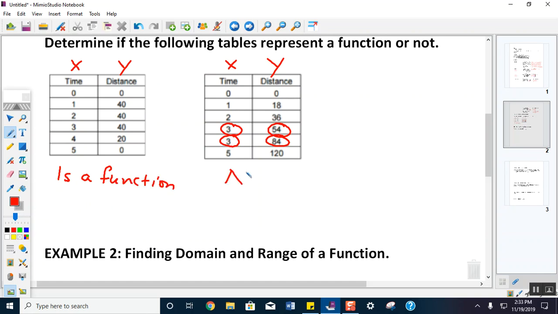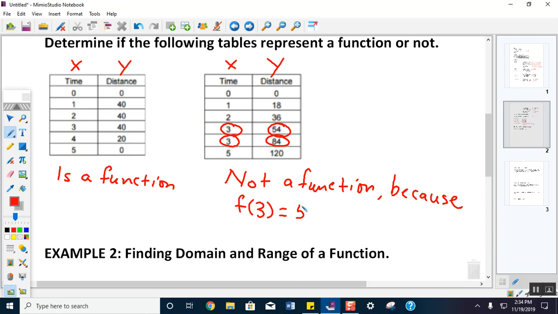This one over here is not a function because f of 3 the first time was equal to what? What was f of 3 equal to the first time, kids? 54. And then the second time, if it was a function, f of 3 should equal 54 again, but f of 3 the second time was equal to 84. Therefore, that table is not representative of a function.